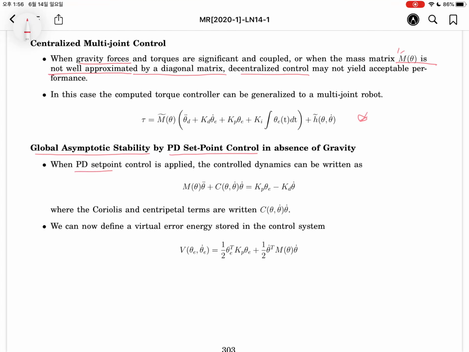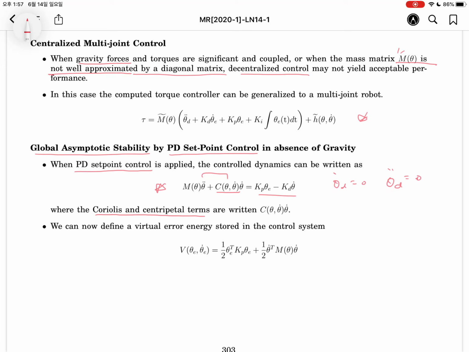Okay, the PD set point control is applied. This is set point, right? Because theta desired dot is 0, theta desired double dot is 0. So without gravity, we have this dynamics. As you can see here, the capital C is about the Coriolis and centripetal term. This is the closed loop system of the PD set point control without gravity.